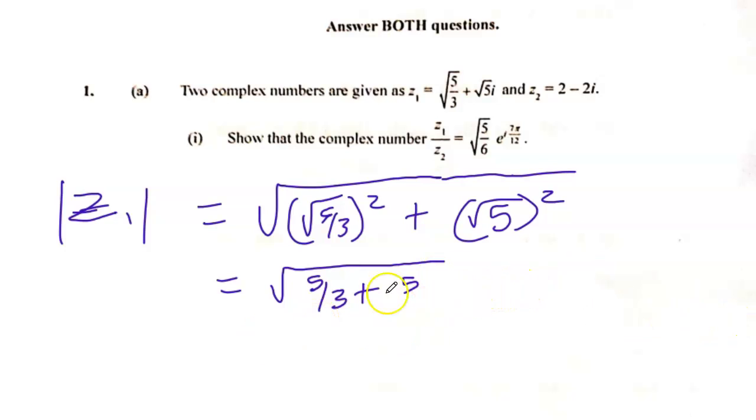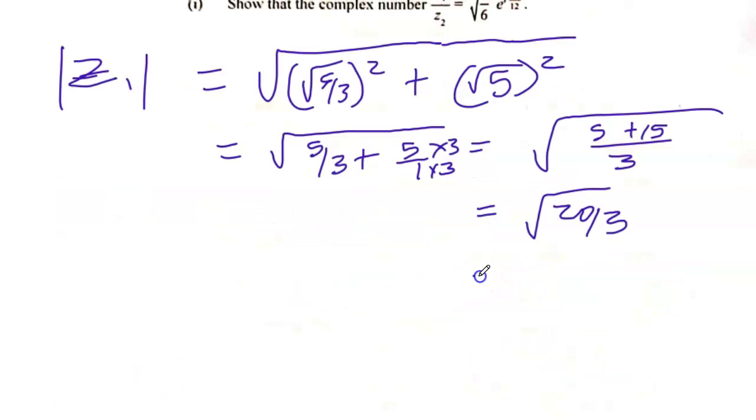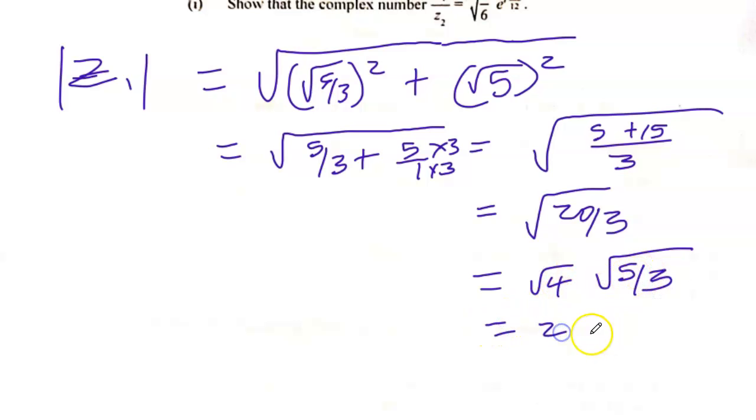So we can simplify by putting everything over the denominator of 3. This is 5 over 3 plus 5 over 1. So multiply by 3, and we end up with 15 over 3. So this becomes root 20 over 3. And of course we can simplify root 20: root 20 is root 4 times root 5, and root 4 is 2, so this is 2 root 5 over 3.